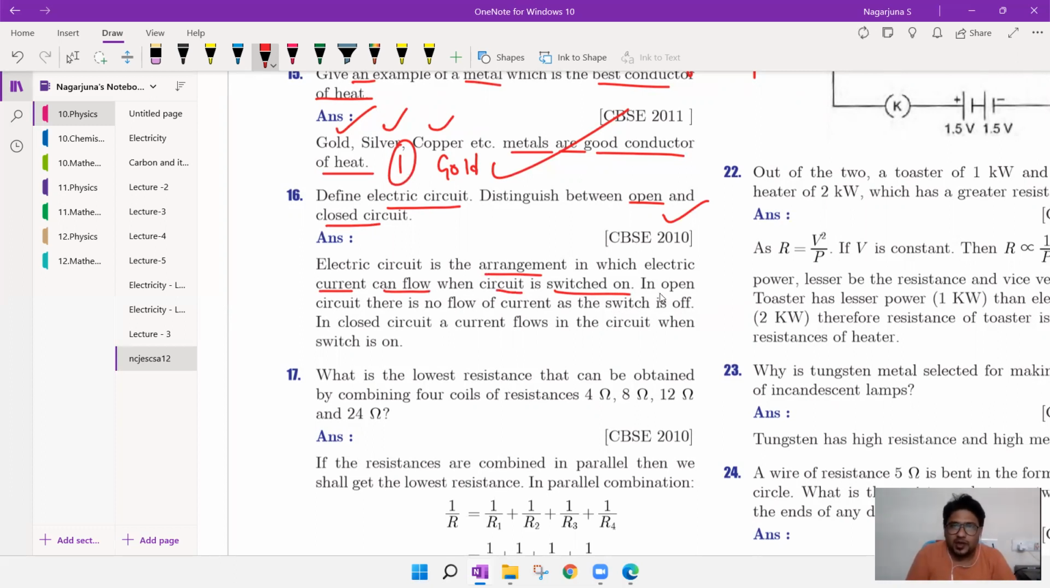Okay, what is the difference between open and closed? In an open circuit, there is no flow of current, as the switch is off. In a closed circuit, current flows. That's it. Because we are switching on and plugging in the key, switches, everything.